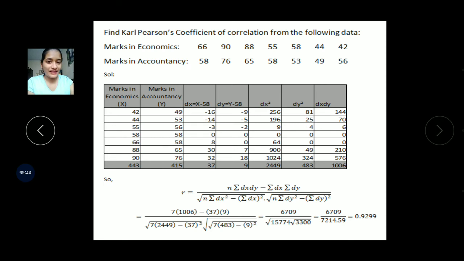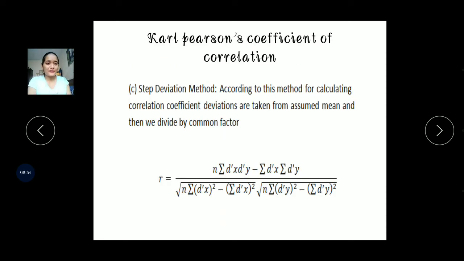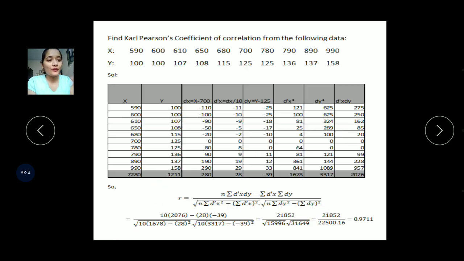So the next method is the step deviation method. It's similar to the previous method. We'll take deviations from one particular value and then we'll divide by the common factor. Whatever the common factor is, we'll divide by that. If there is no common factor, then we'll not divide by anything and we'll take the deviations only, in this formula. Let's see one example.